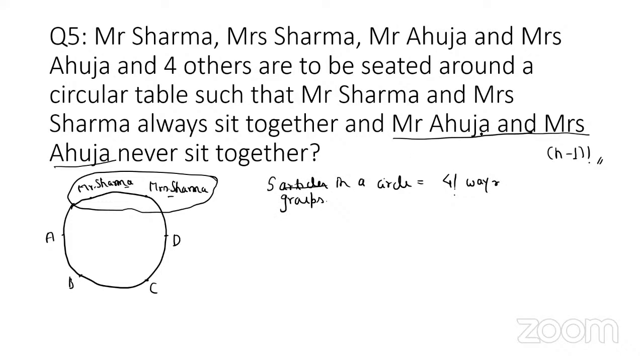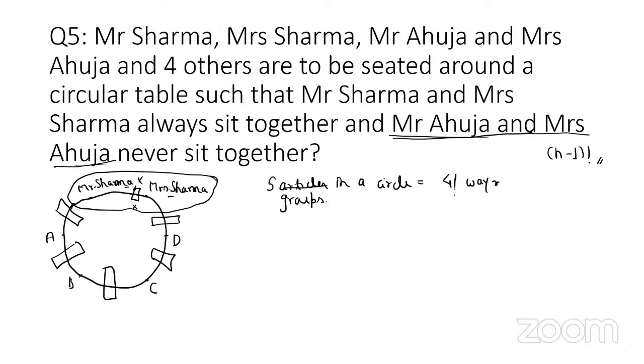Now, guys, we are given that Mr. Ahuja and Mrs. Ahuja never sit together. If they never sit together, we have to fix them in the gaps created by these groups, right? Let's see how many gaps are created by these groups. The first gap is this one. The second gap is this one, right? The third gap is this one. The fourth gap is this one, and the fifth gap is this one. A lot of people say that this is also a gap, but guys, this cannot be a gap, because Mr. and Mrs. Sharma have to sit together.